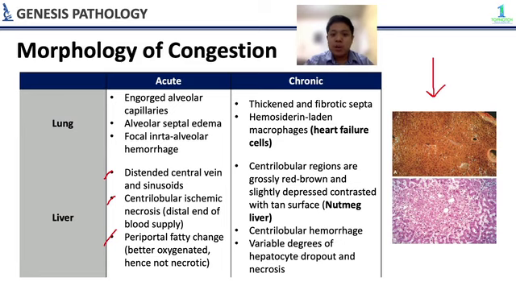So yung centrilobular regions are ghostly red-brown and slightly depressed, contrasted with a tan surface or what we call nutmeg liver. So when you look at nutmeg, parang ganyan din sila, brown, tapos meron din mga red-brown spots, di ba? And then you have centrilobular hemorrhage and variable degrees of hepatocyte dropout and necrosis. So ito yung hemorrhage, ito yung centrilobular hemorrhage. Tapos meron na rin siyang necrosis, di ba? Parang pink na siya, amorphous pink, tapos meron na rin mga lymphocytes dyan.